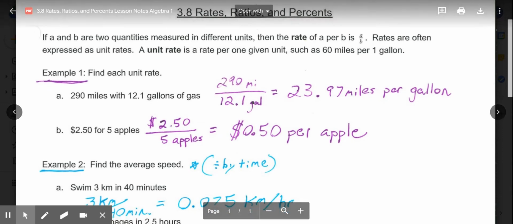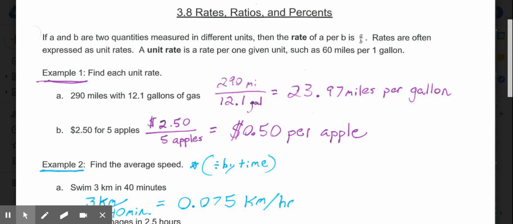If we spent $2.50 for 5 apples, if I wanted to know the price per apple, or dollar amount per apple, I would do my dollar amount, $2.50, divided by the 5 apples to get my unit rate of 50 cents per apple.